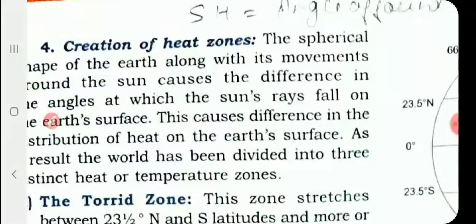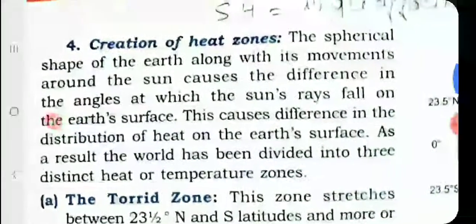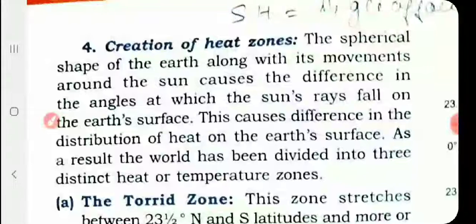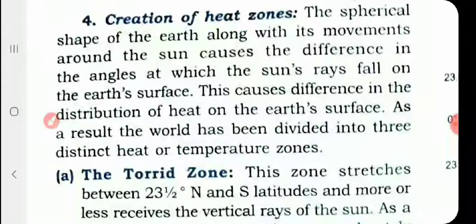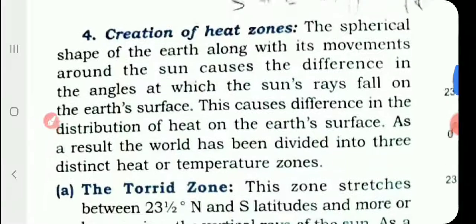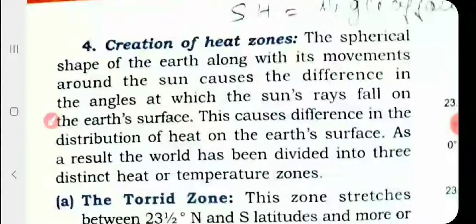So when we think about heat zones, see, listen carefully. The spherical shape of the earth along with its movement around the sun causes the difference in the angle at which the sun rays fall on the earth. Sun rays fall on the earth at different angles, and this difference is caused by the spherical shape of the earth along with its movements around the sun.